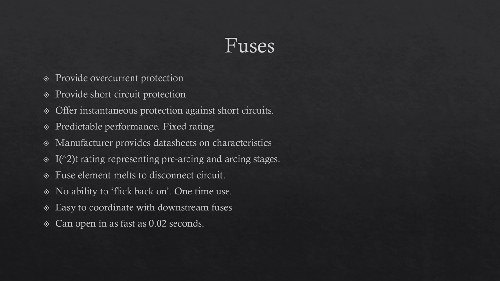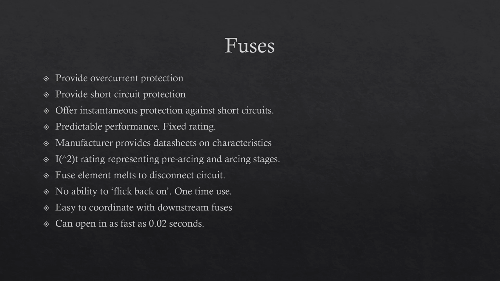Quickly going through the list. Instantaneous protection, as just mentioned, can be as low as 0.02 seconds. It's predictable: you get a manufacturer's data sheet that tells you exactly its operating ranges. Brilliant. You can coordinate it against further downstream. There's a pre-arcing and arcing stage. Again, these can be used to look at the downstream protection and ensure it doesn't trip.